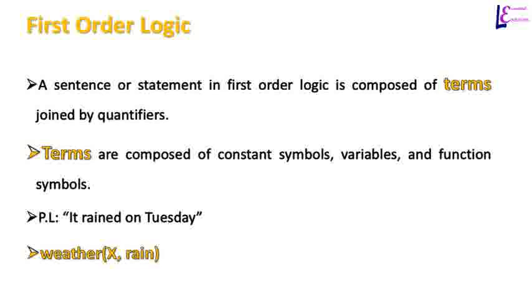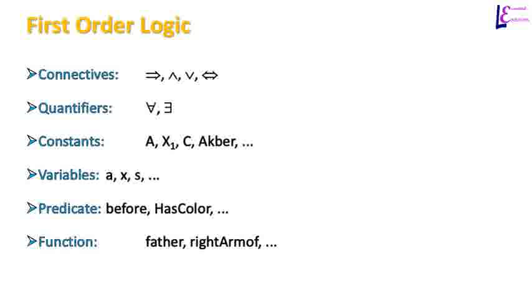The propositional logic statement "it rained on Tuesday" can be written with the help of predicate weather, and we can replace day of the week with variable x. So we can write it as weather(x, rained). These are some of the connectors, quantifiers, constants, variables, and predicates and functions you can use in first-order and higher-order logic.